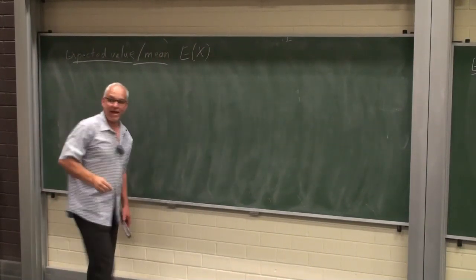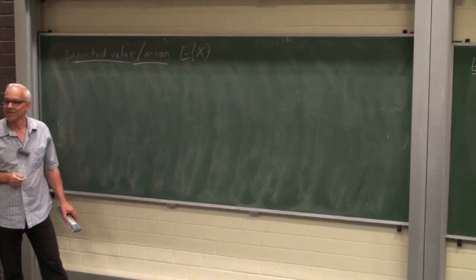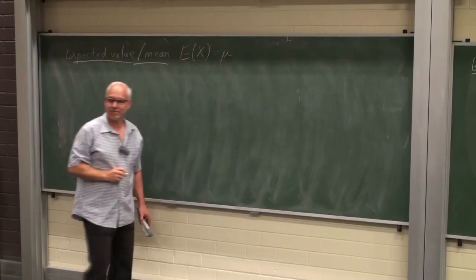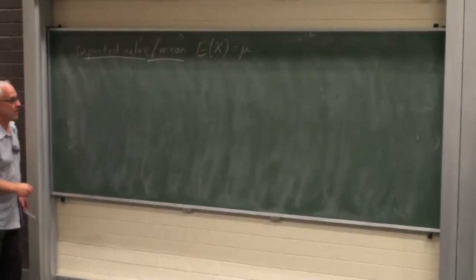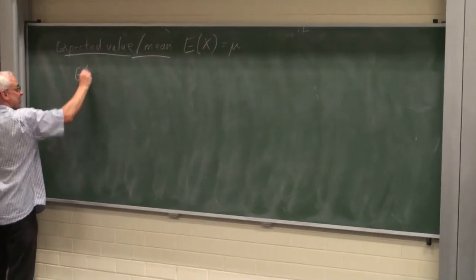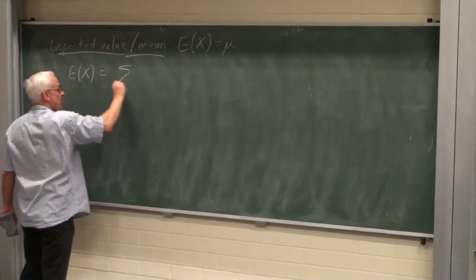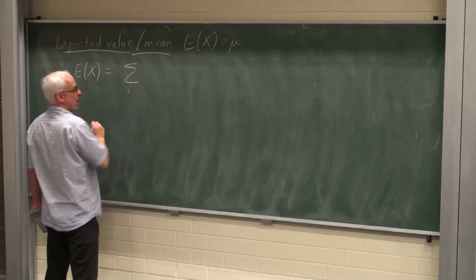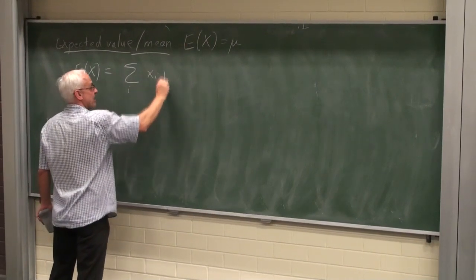And it's usually denoted by E of x, or sometimes by the Greek letter mu. And the definition is that E of x is the sum over i of xi times pi.